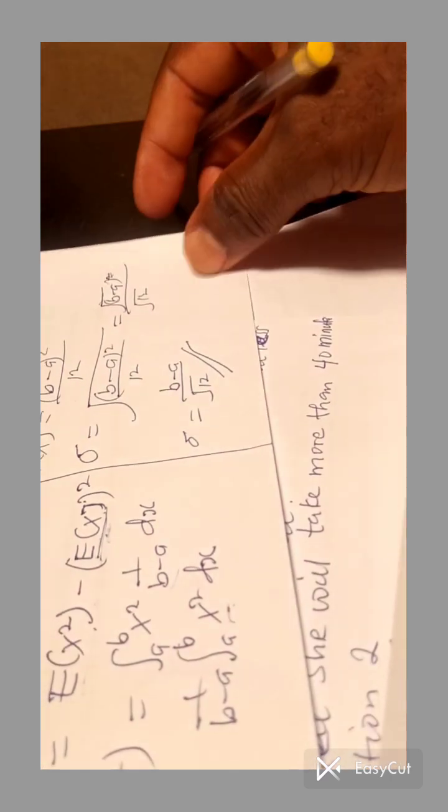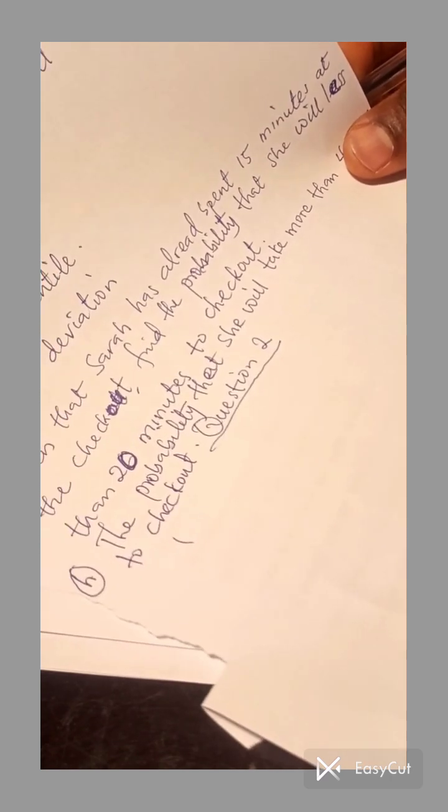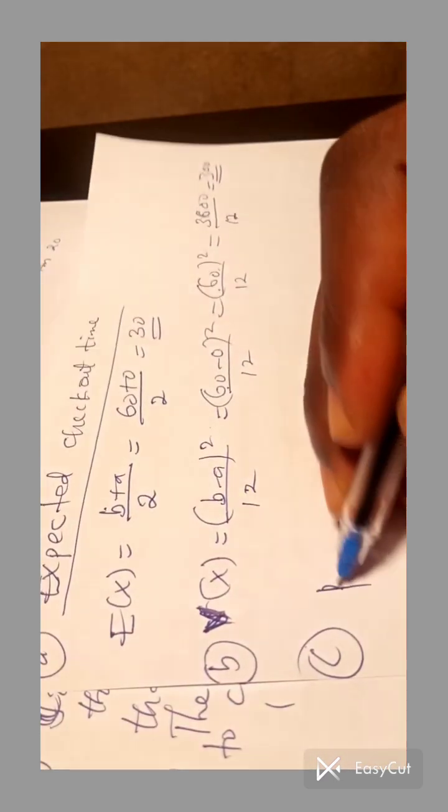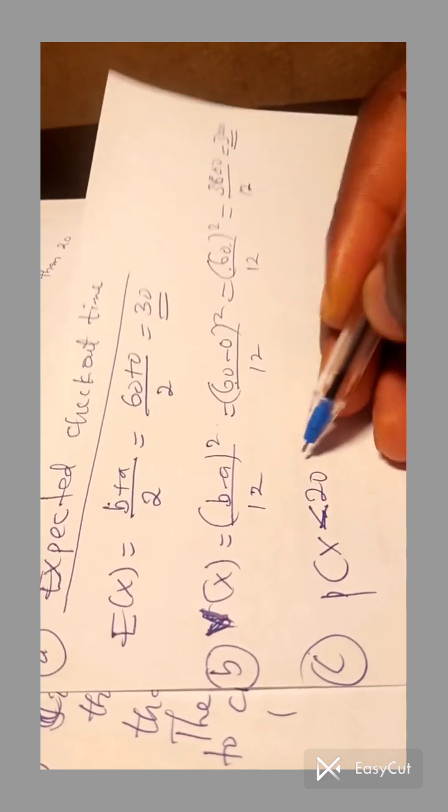Now, the next question says: find the probability that Sarah will take less than 20 minutes to check out. Less than 20 minutes, I see. Probability that X is less than 20 minutes.